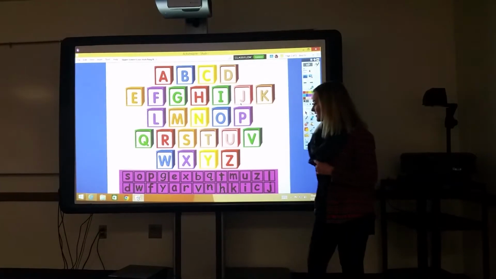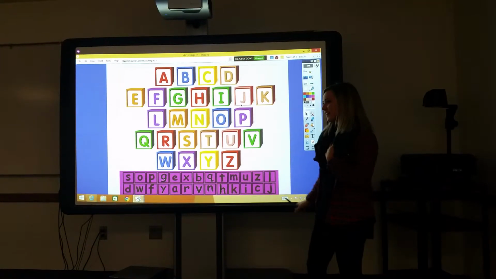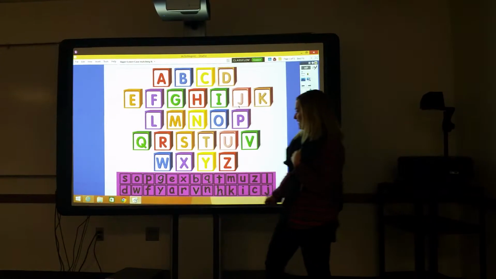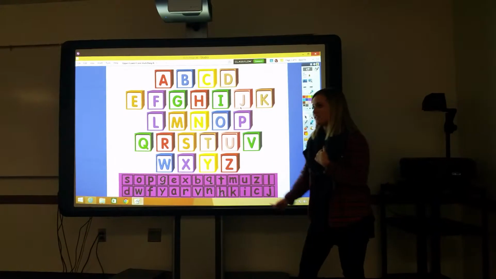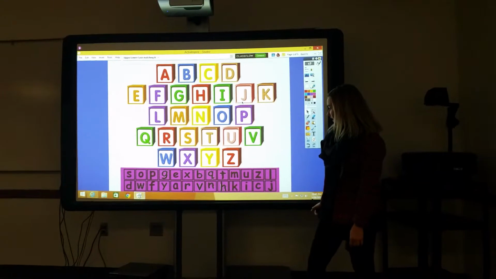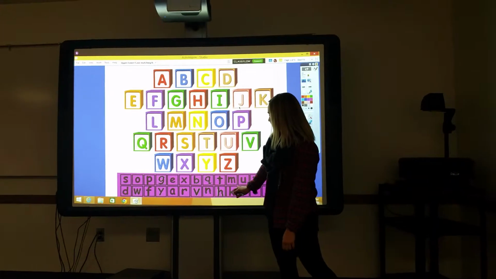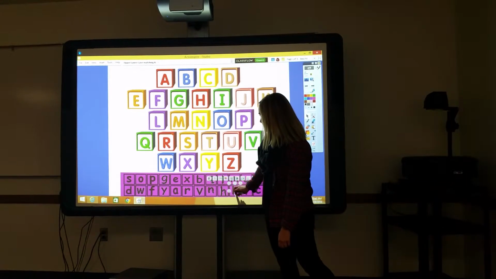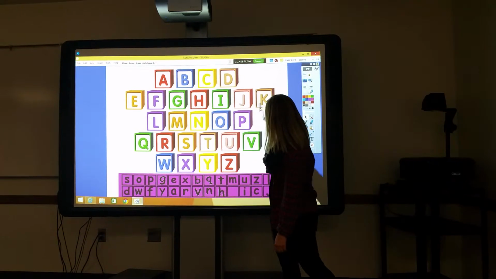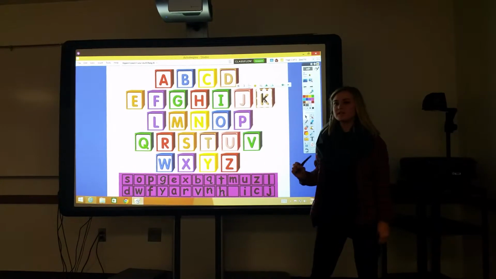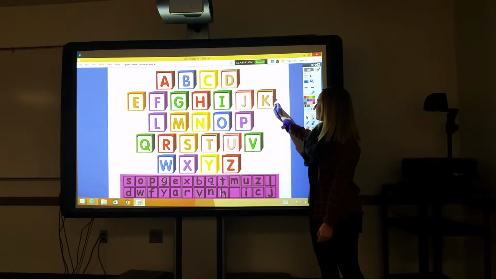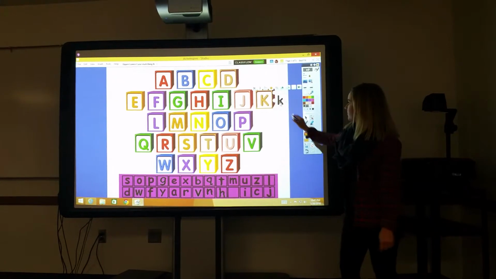Is there a lowercase letter that you recognize on here, Caitlin, that you can point out to me? You can choose any letter that you recognize. Yes. K? K is right here. Thank you for picking the letter K. Letter K matches with this letter right here. Can you guys see how that looks the same? The big letter and the small letter look almost the same, but a little bit different.